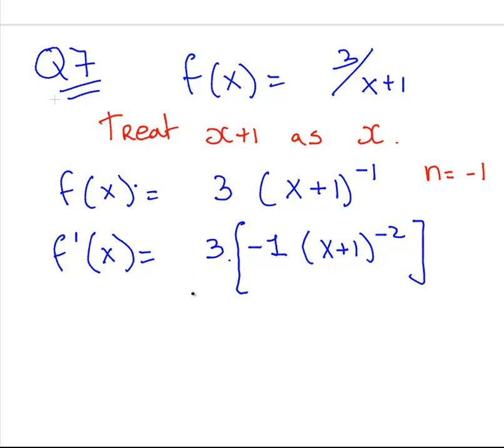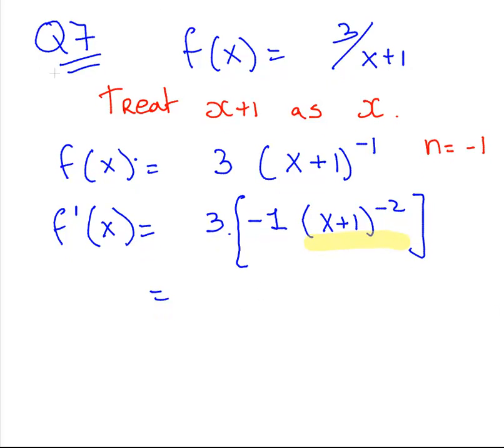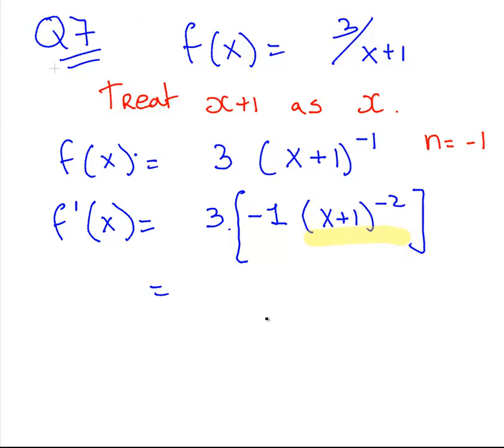When I rearrange that, first off, I'll look at this part here. That specifically is 1 over x plus 1 squared. And when I bring in the 3 and minus 1, that becomes minus 3. So that's the full answer there: minus 3 over x plus 1, all squared.